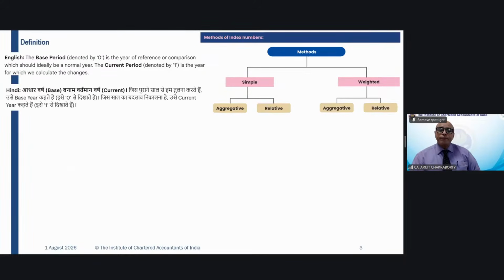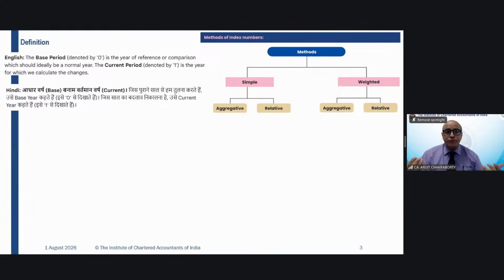So first we see what is index number. Index number is nothing but a fraction. So you have something like a numerator and the denominator, and the numerator gives you the price or the quantity of the current year, and the denominator indicates the corresponding price or the quantity in the base year. So base year, how is it denoted? It is denoted by 0. 0 year is called the base year. So this is the year of reference.